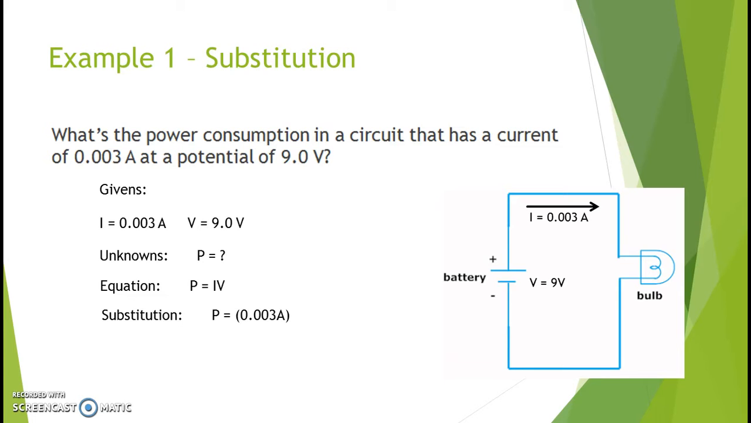We can take our equation, and for I, we can put in brackets 0.003 amps. For V, in brackets, we can put 9.0 volts. And voila, 1/2 mark.